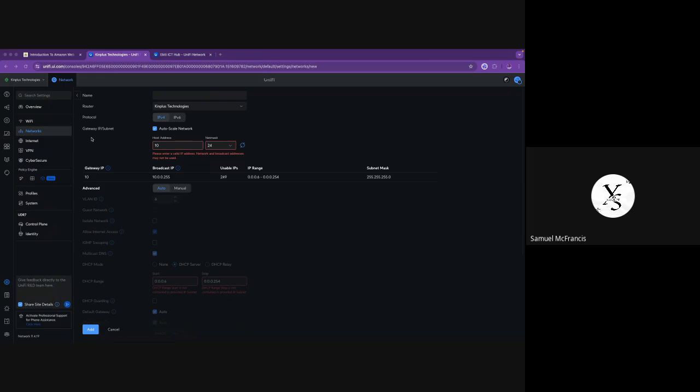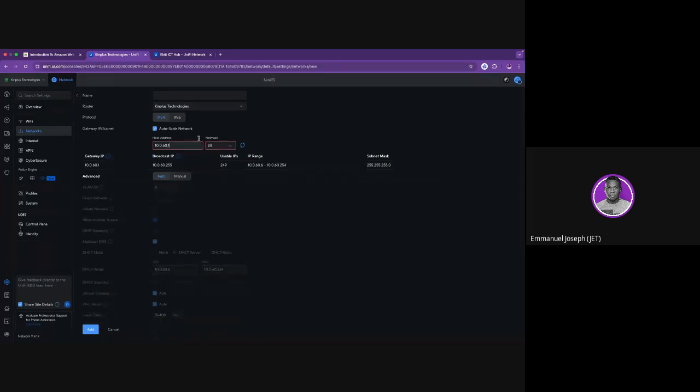10.0, I think we're using 16 now, right? Yes. You can use 10.0.60.0/27. This is the first one. So the first host address is always going to be .1 here.